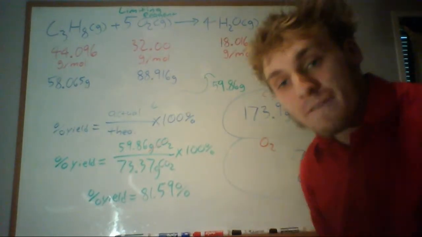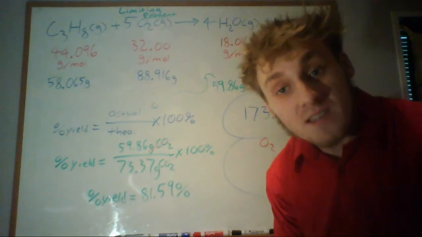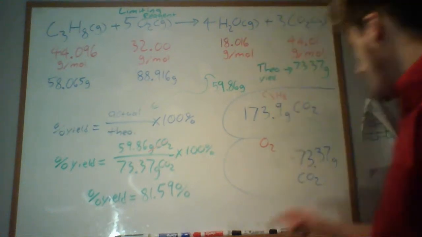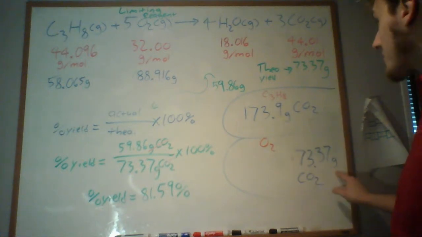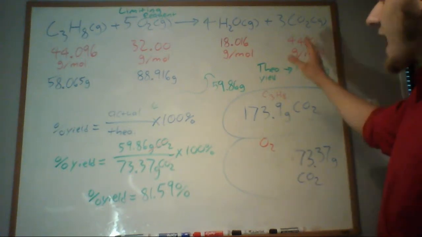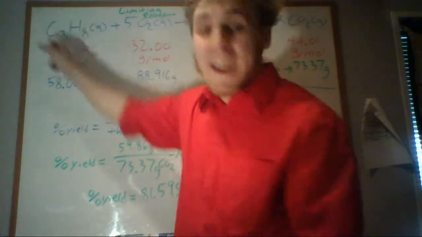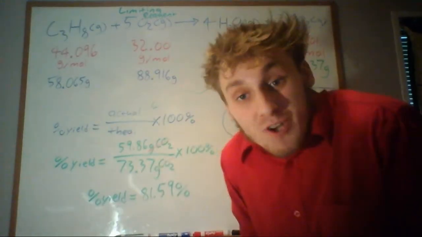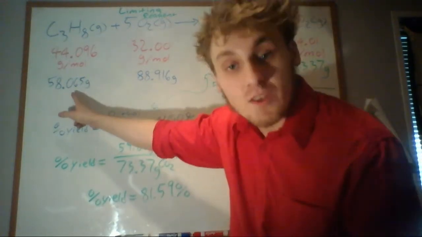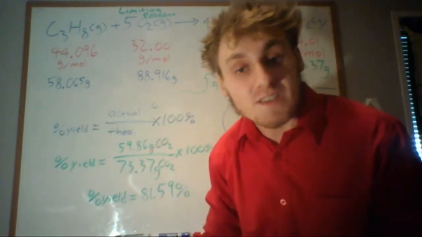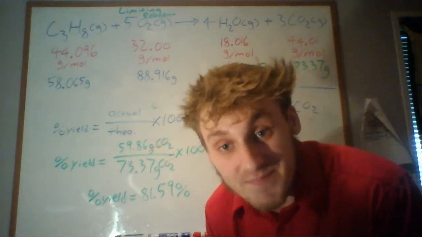How can you go about figuring out the excess? I'm going to let you guys do this on your own, but basically what you can do is this. You can take the theoretical amount of CO2 produced, and then you can back calculate how much propane actually reacted. Whatever that number comes out to, you could subtract that from the initial amount of propane you had. Whatever that difference is, that'll tell you how much propane you had in excess.